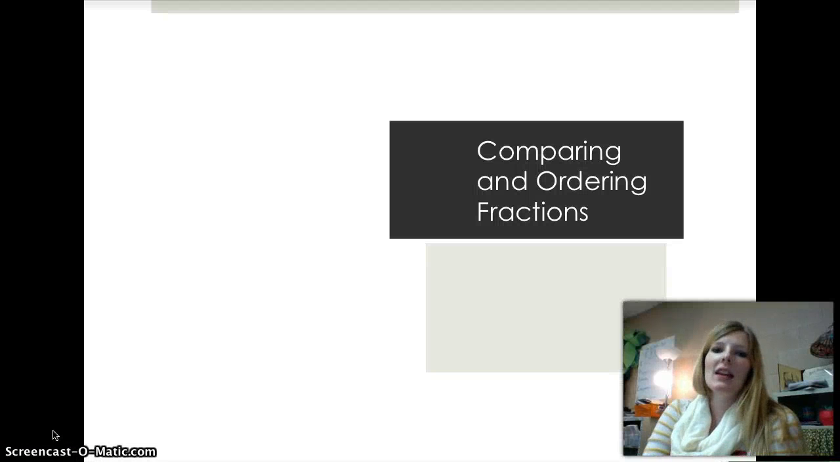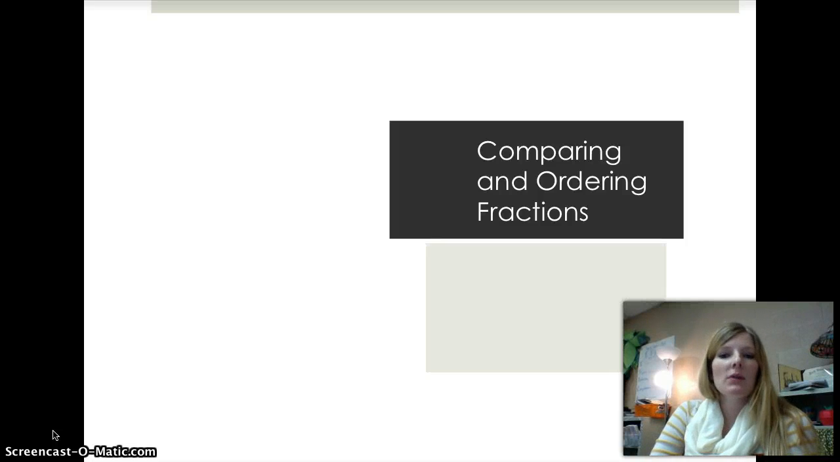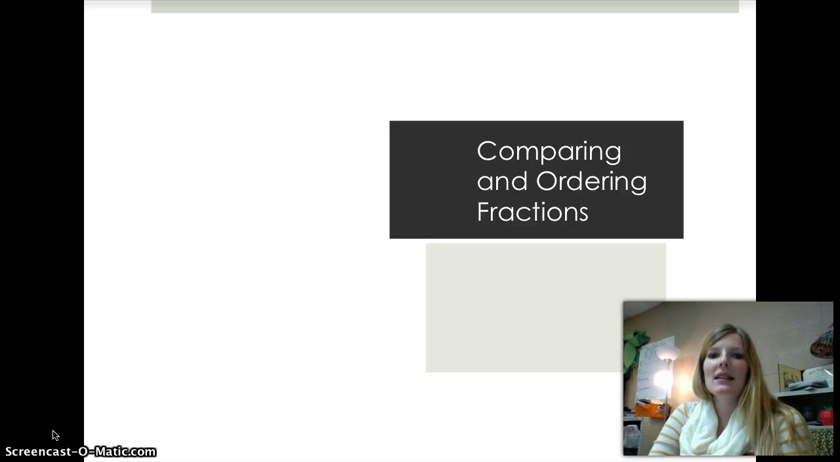Hello and welcome to another flip lesson. This one is on comparing and ordering fractions. We're doing both because we've covered a little bit of this in class, and it's a concept which we've done before with other numbers, with whole numbers. So now we're just going to apply it to fractions.